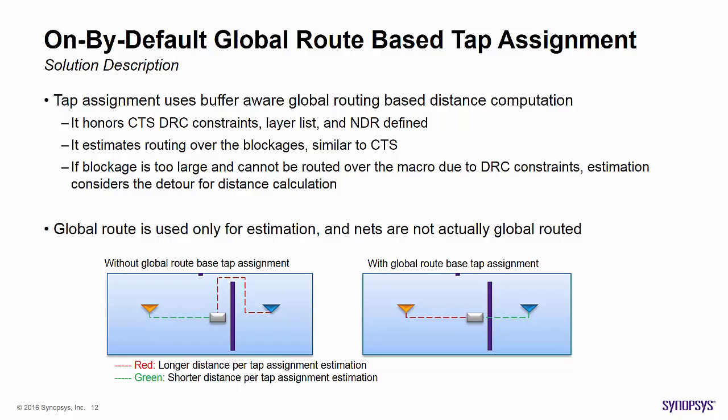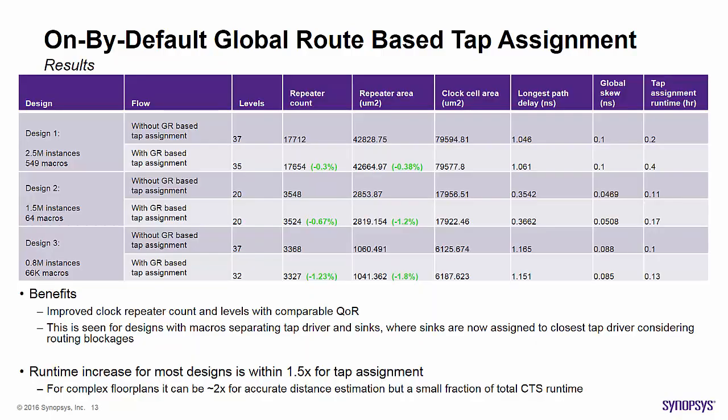This slide lists the results of using this feature on some designs. You can see an improvement in repeater count and area post-CTS with global route-based tap assignment. The feature is mainly helpful for designs with macros separating tap driver and sinks.